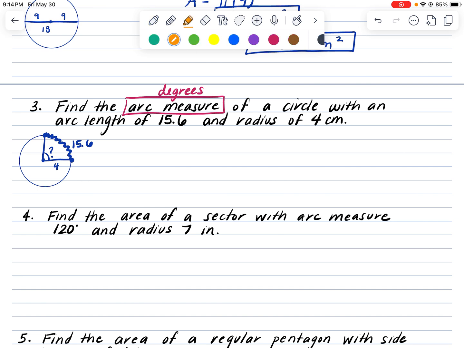The key here is that it says arc length, and we need to use the arc length equation. So I'm just going to write that down. Arc length is equal to the measure of AB, so it's the measure of the arc over 360 times 2 pi r. So again, I'm finding the measure in degrees. I'm finding that, and I'm plugging everything else in. So watch how we do this.